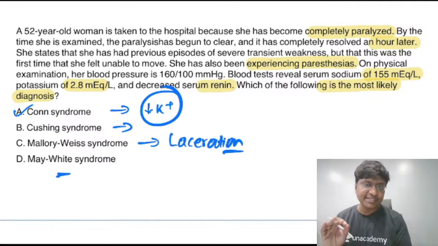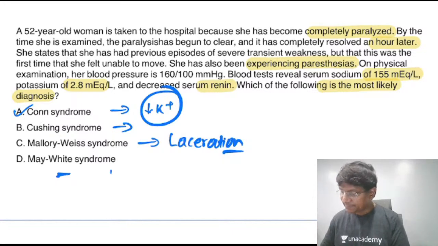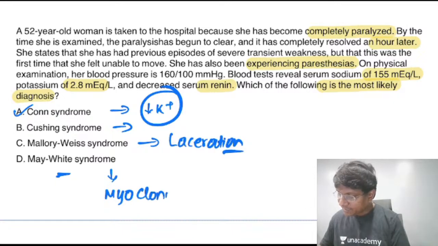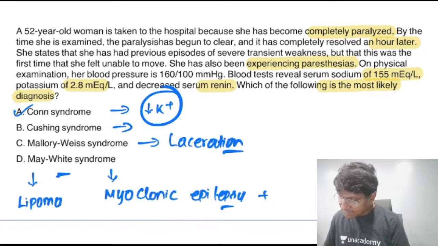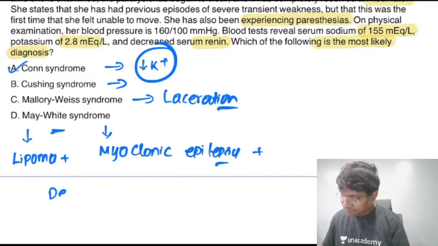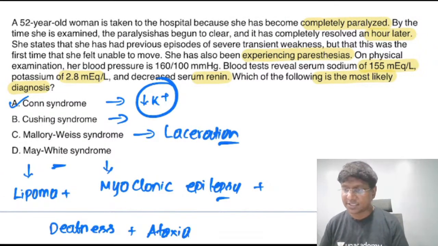Then what is this May-White syndrome? May-White syndrome, it is a form of familial progressive myoclonic epilepsy. Right? It is a form of familial progressive myoclonic epilepsy. Right? Along with this epilepsy, the other manifestations are, they will have lipoma, they can have deafness, and they can also have ataxia. These are the features that you will have in case of the May-White syndrome. Okay, right. So this is about the Conn syndrome, the clinical scenario.